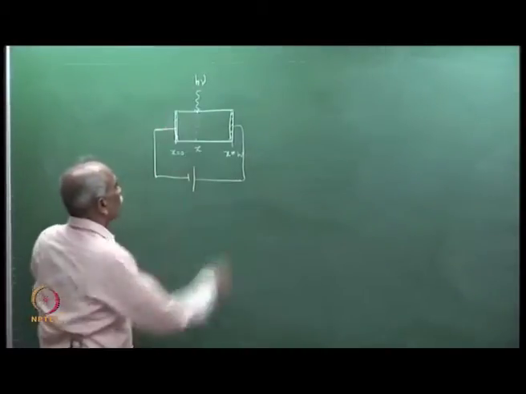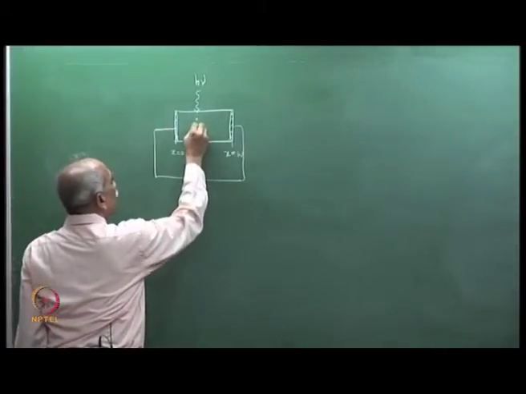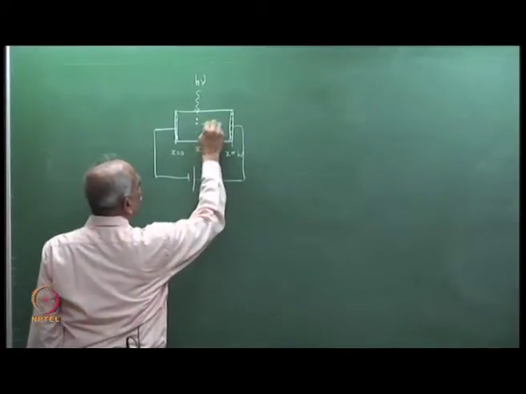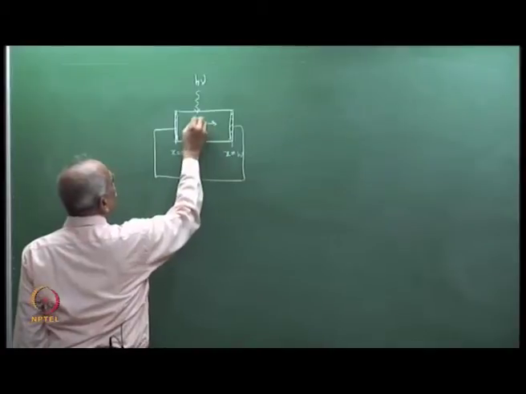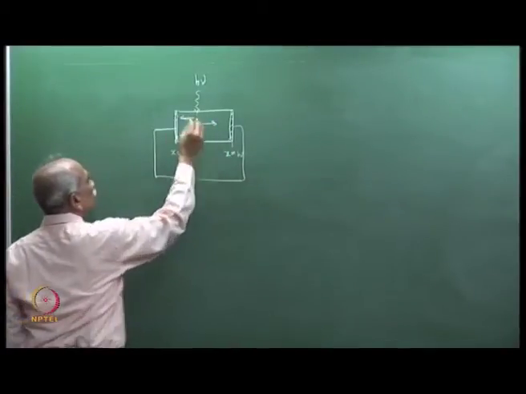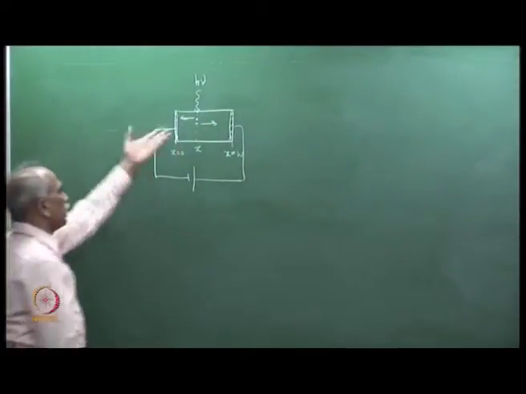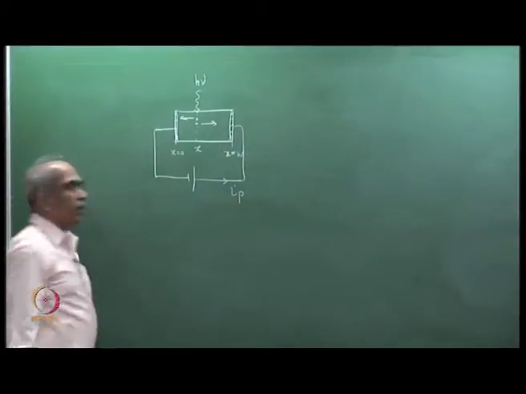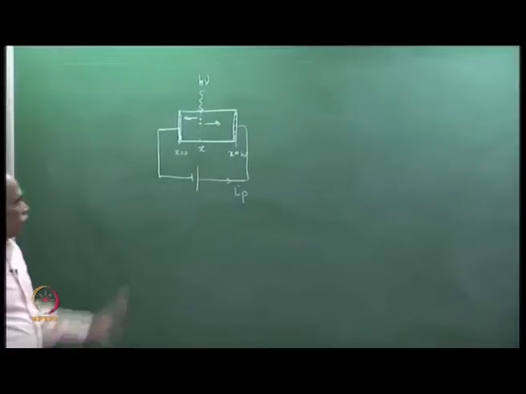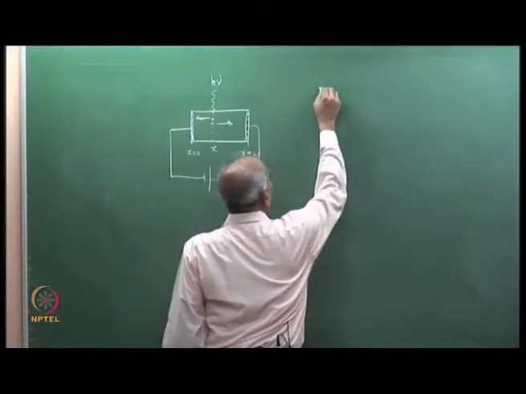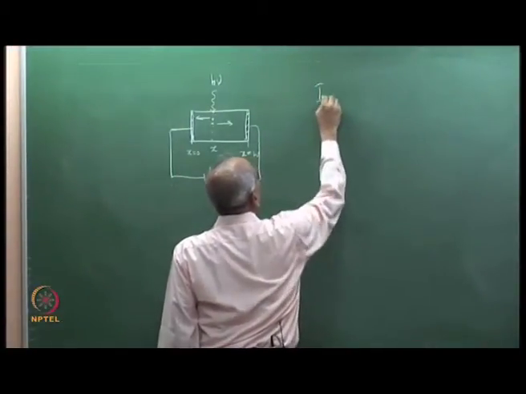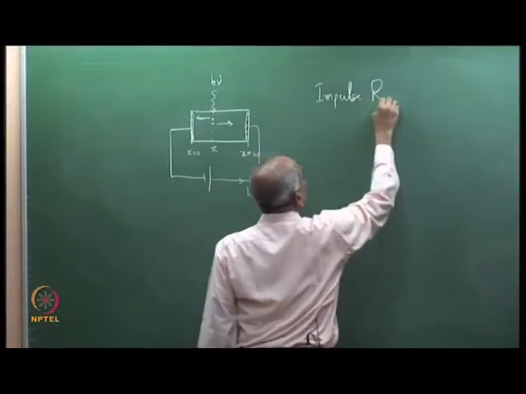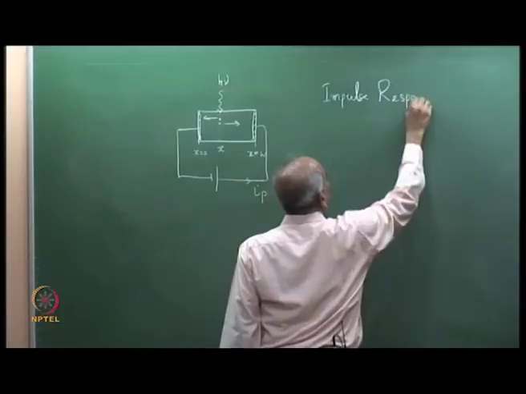The incident photon gives rise to a hole and an electron and the applied potential will drift them. The electron will move in this direction and the hole moves in this direction, and that leads to a current in the external circuit, which is the photocurrent IP. Now, we are interested in knowing the speed of response or impulse response.